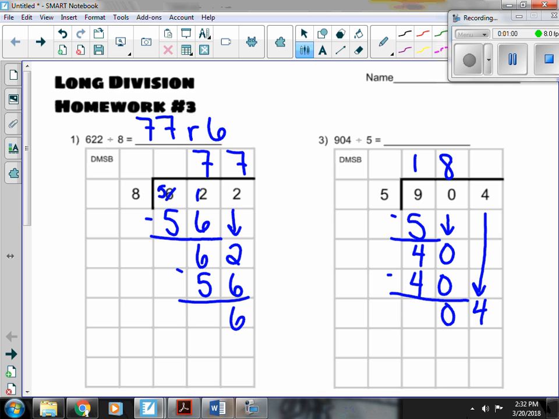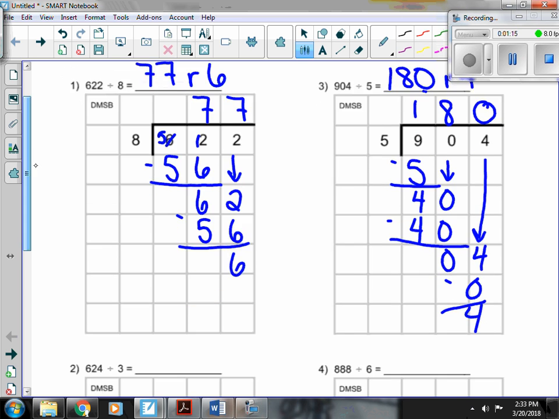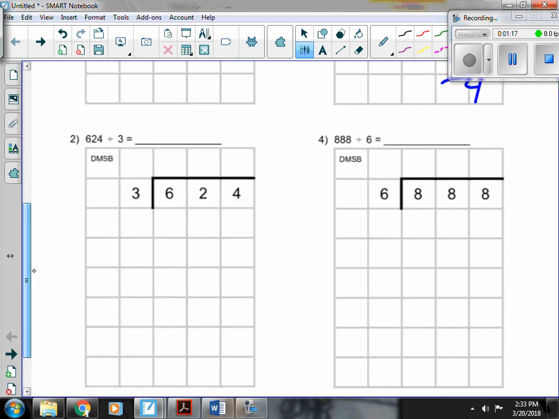5 can't go into 4, so I have to put the 0. And then if you want the subtraction step, now that 4 is my remainder. So it's 180, remainder 4, but I need to make sure I have that 0, because 18 and 180 are very, very different.